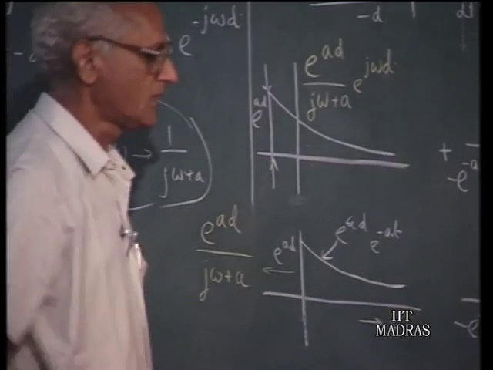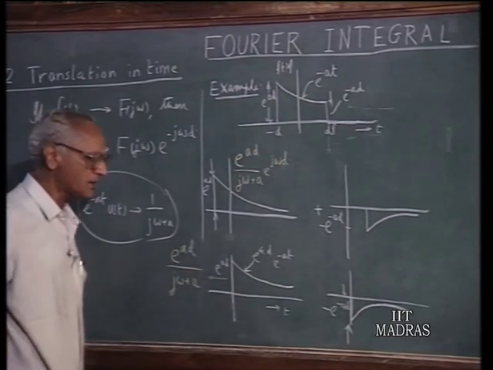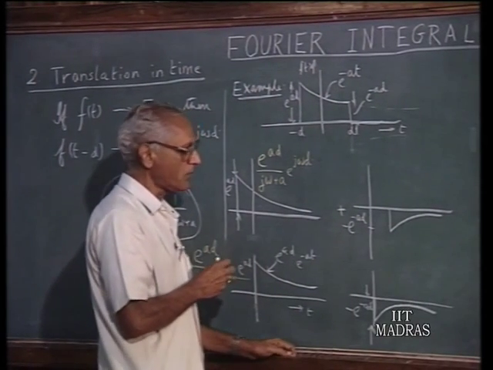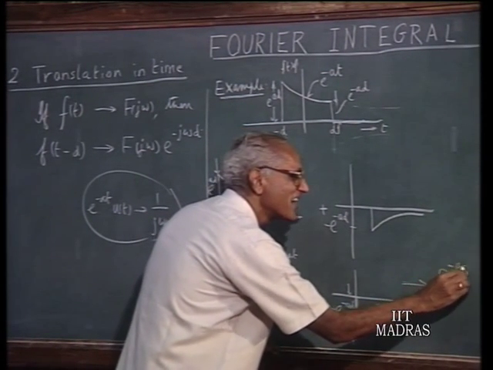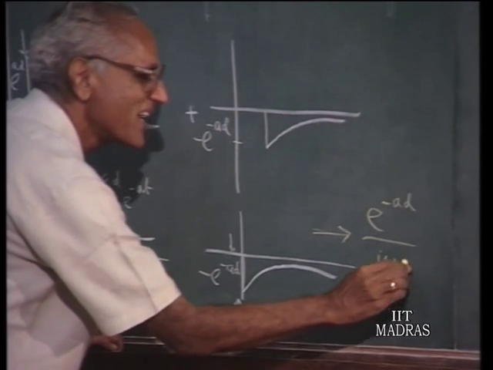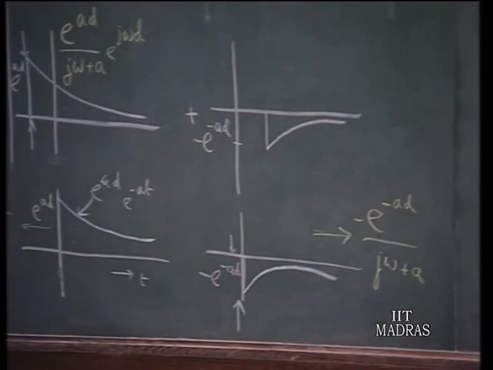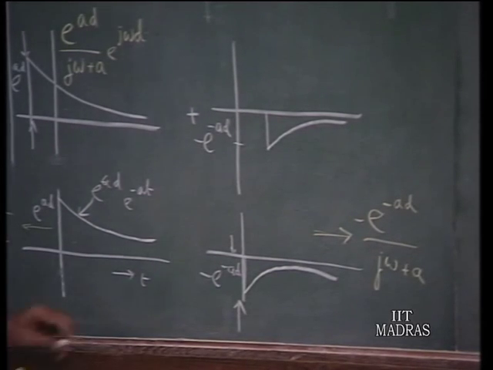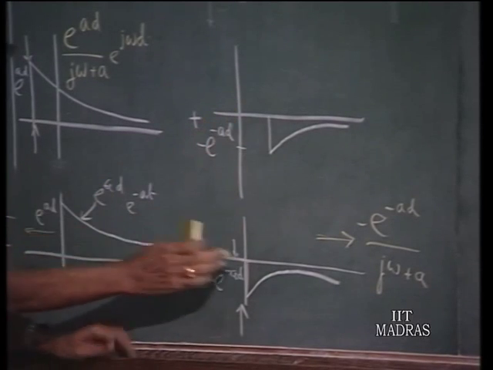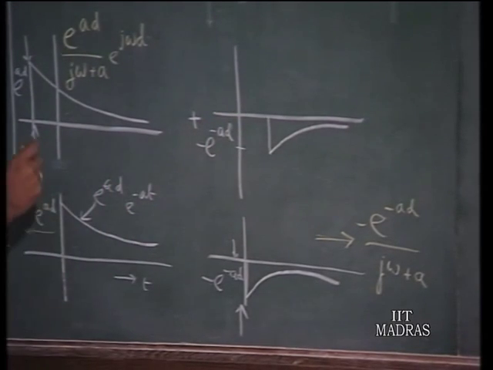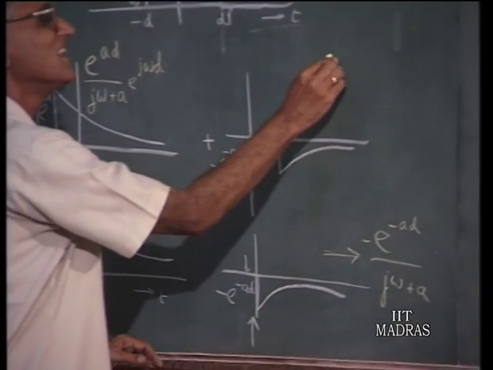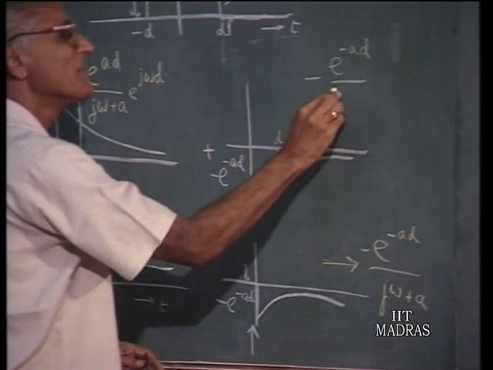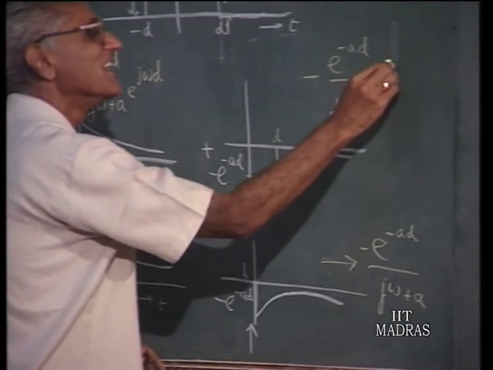Now, coming to this, this is similar to this, except that it has an initial value of minus e to the power of minus ad. Therefore, the Fourier transform of this would be e to the power of minus ad by j omega plus a with a minus sign, because the amplitude to start with is negative. Now, this function is nothing but this, except it is delayed by d units. This is minus d here and this is plus d. Therefore, the Fourier transform for this is minus of e to the power of minus ad divided by j omega plus a multiplied by e to the power of minus j omega.